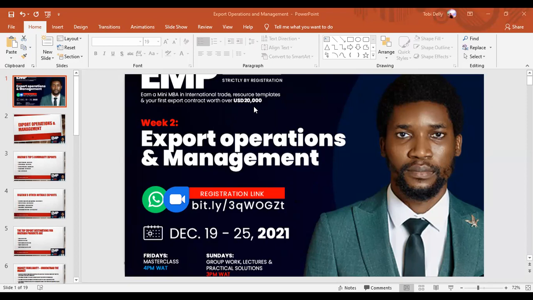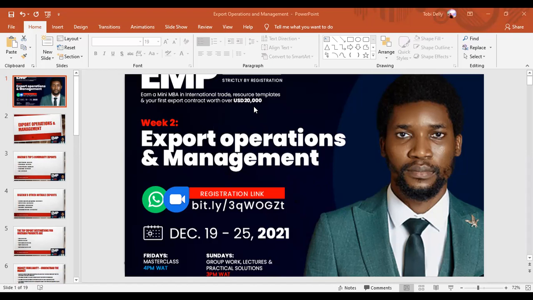I'm just going to be explaining the intricacies of the export process, like the documents that you need to get your export done and some of the processes that you need to go through to actually do your exporting proper. So in this EMP, in this program, we are focusing more on exports, more on containerized exports.